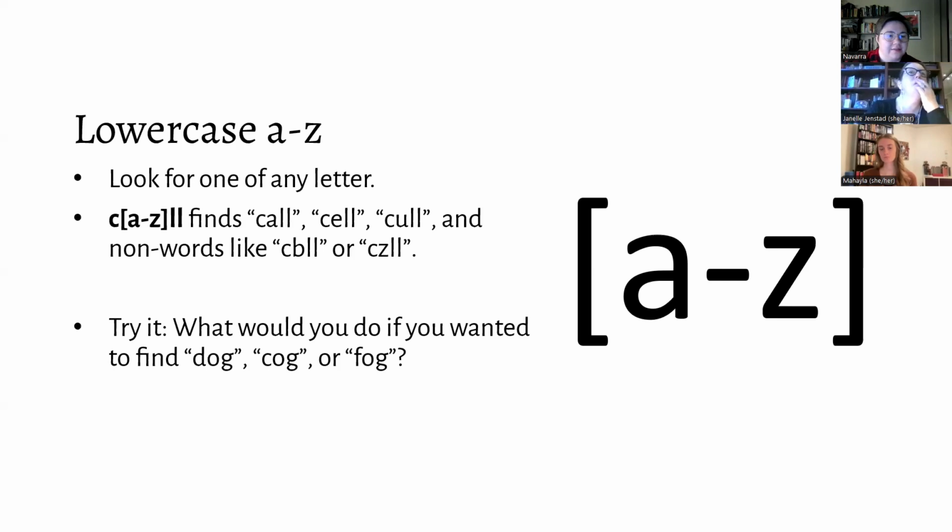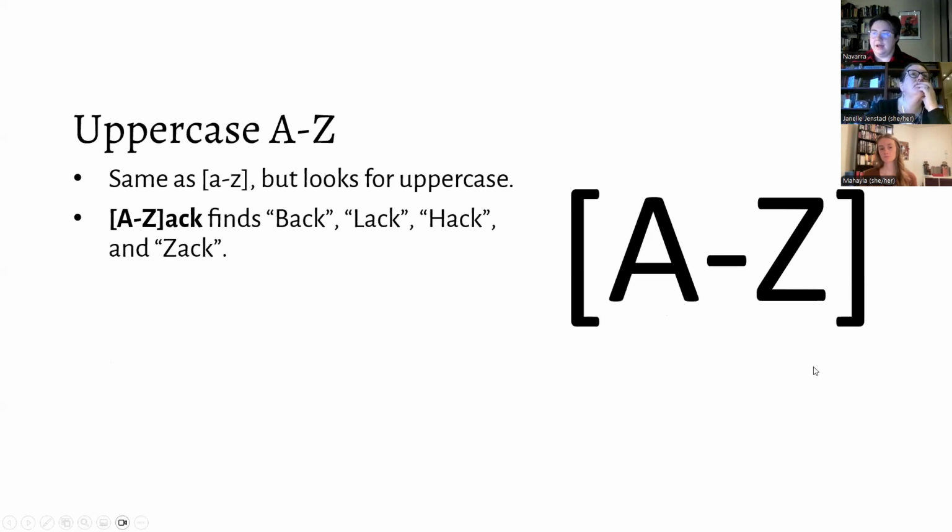And I do see answers coming in the chat. All of them look great. A through z, OG. That's going to find all of those things. And it will also find any nonsense words ending with OG. Uppercase A through Z, it's the same thing. It just is using uppercase instead. So if you have uppercase A through Z in square brackets followed by ACK, you'll find back, lack, hack, and zack, all with an uppercase letter.